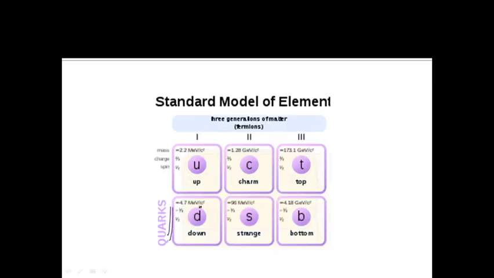So quarks, there are 6 different types of quarks, and they are up, down, charm, strange, top and bottom. So these are the names of the 6 different quarks we have. And the major property of these quarks is that these quarks are involved in strong nuclear force, or we may call it strong interaction.